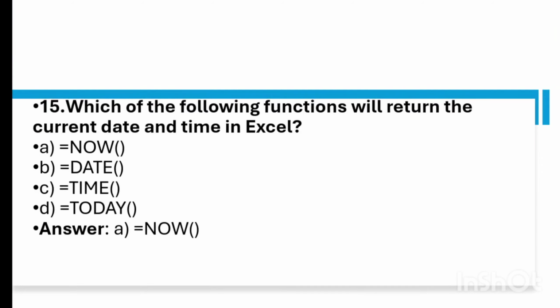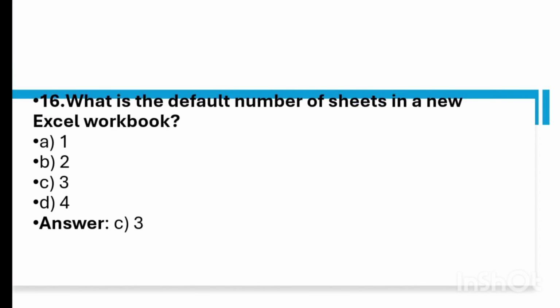Question number 15. Which of the following functions will return the current date and time in Excel? Options are A. equal to NOW, B. equal to DATE, C. equal to TIME, or D. equal to TODAY. So the correct answer is option A, equal to NOW. Question number 16. What's the default number of sheets in a new Excel workbook? Options are A. 1, B. 2, C. 3, or D. 4. So the correct answer is option C. 3.